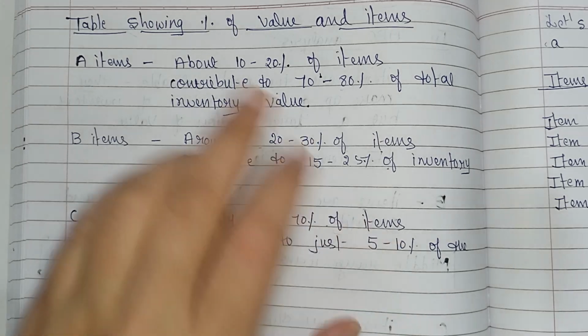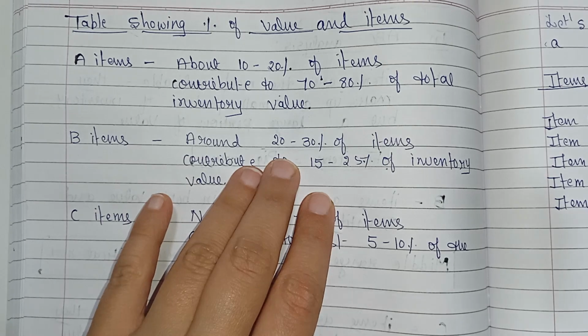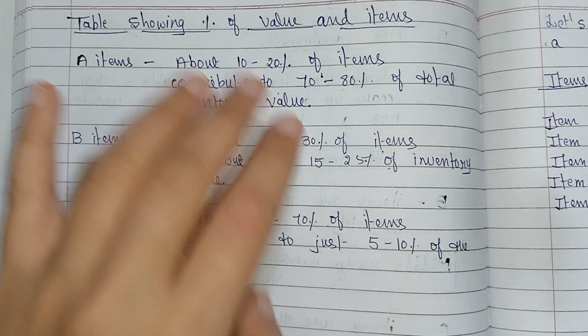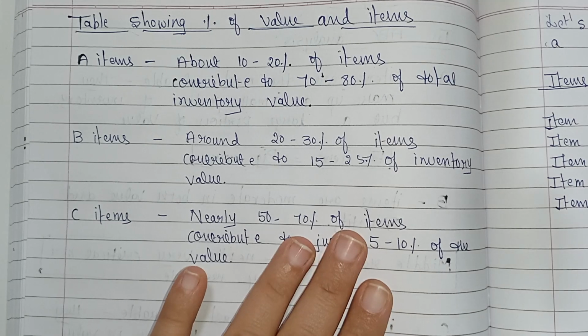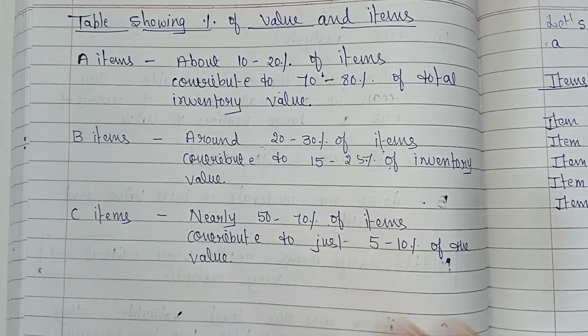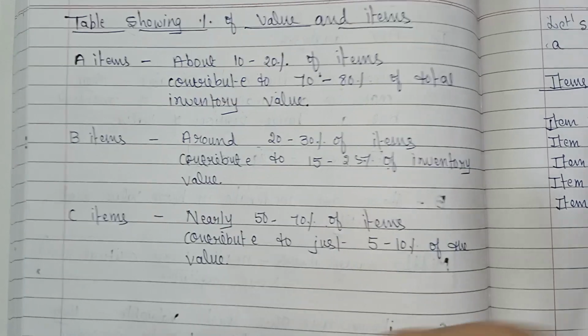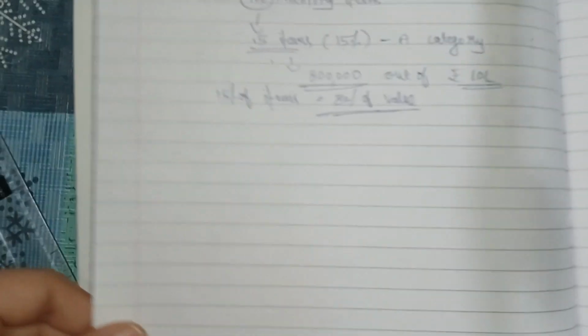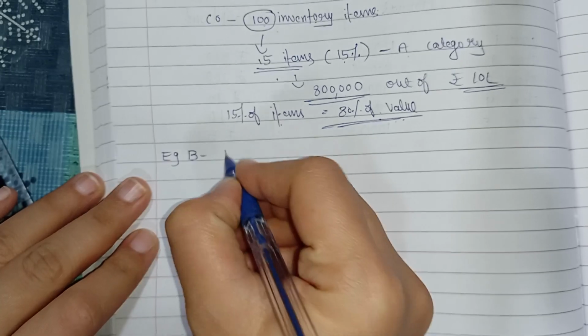Clear? Remember, A means what? Few items, big money. And B items are not as valuable as A items, but more valuable than C items. Remember this. So, let's say you have 100 items in your inventory. Clear? For example, for B items.